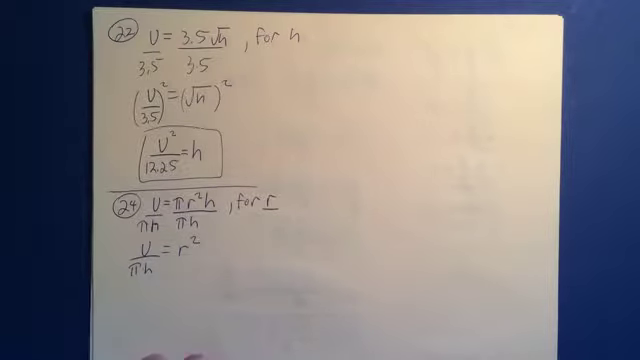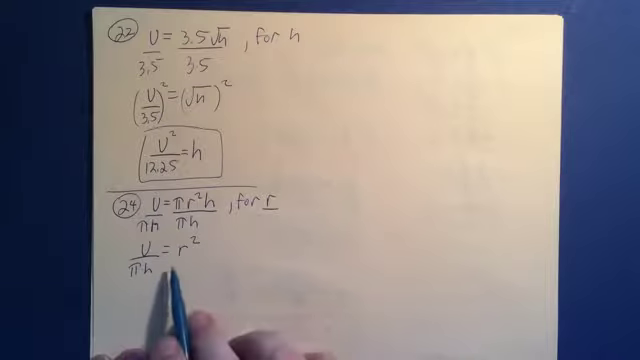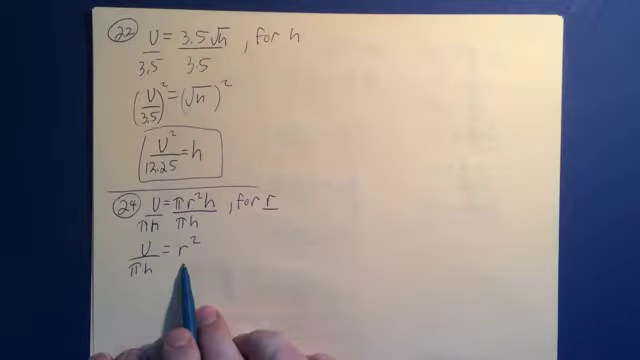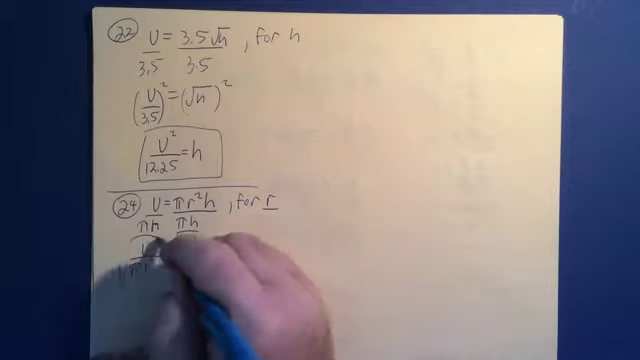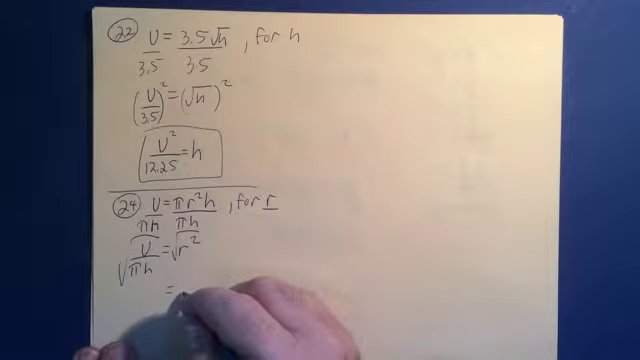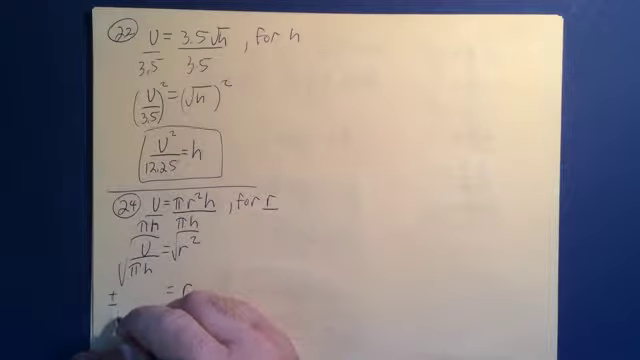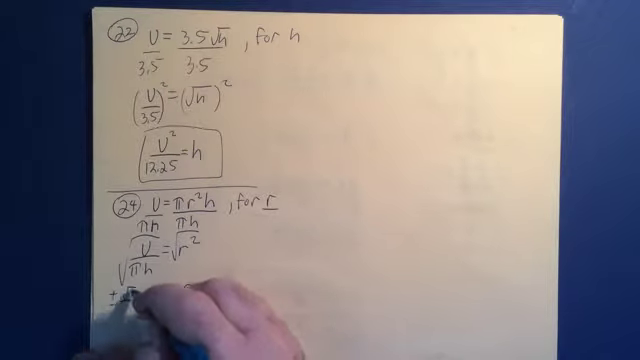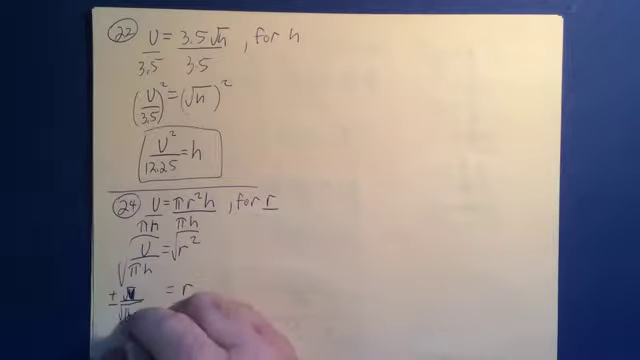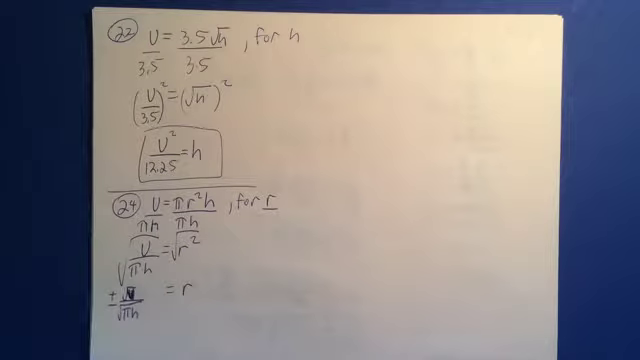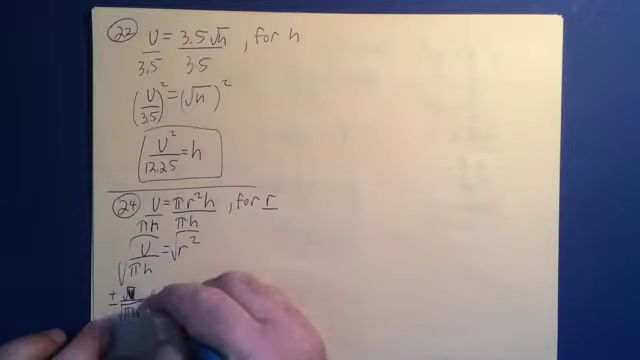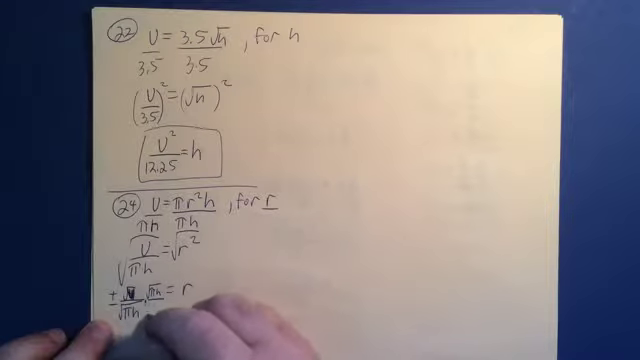Just like we did in a few previous questions, we're going to take the square root of this. So you want to write this down twice, and then on the second one, take the square root of both sides. That's going to give us r equals plus or minus, and again I'm going to separate this out, the square root of v divided by the square root of pi h. Again, I can't have the square root of pi h in the denominator, so I'm going to multiply the top and bottom by the square root of pi h.